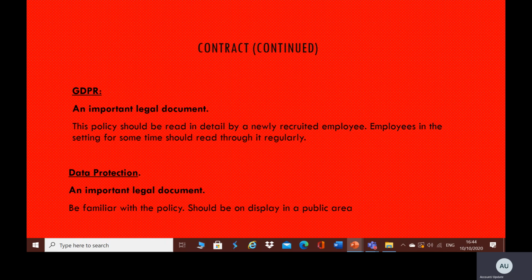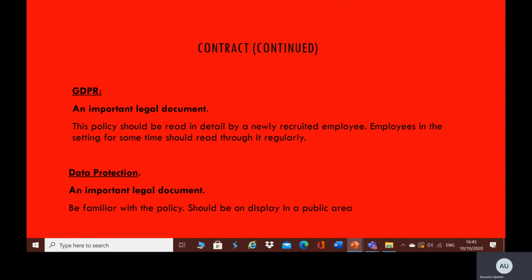So is data protection. That also is an important legal document. Be familiar with the policy, which should be on display in a public area. Now, you have to be really careful with things like phone numbers, and all this rigmarole of having to keep things separately and under lock and key, and the governance and everything. That came from those two policies, the GDPR and the data protection policy.